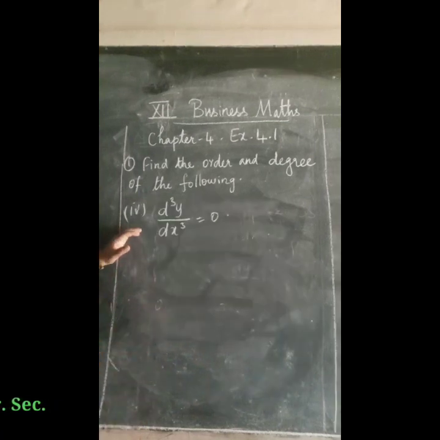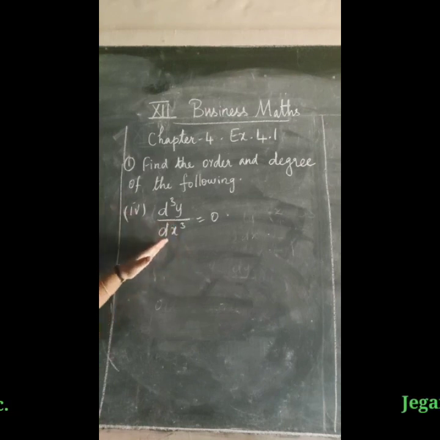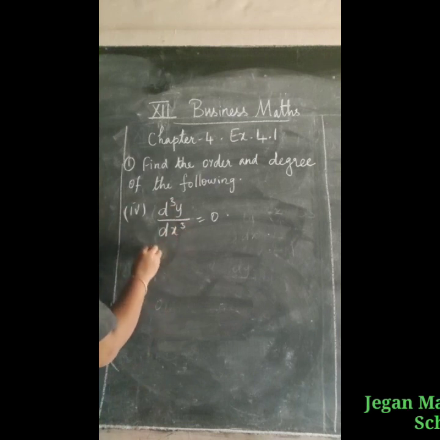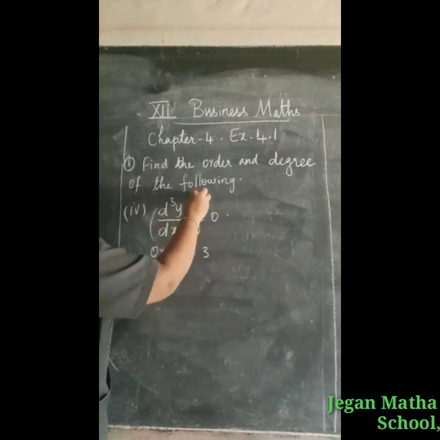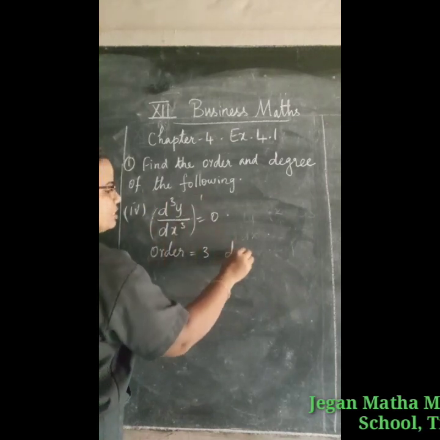In this question, fourth question, d cube y by dx cube. So, only one term is there. The highest order derivative is third order derivative. So, order is equal to 3. And what is the power of the highest derivative? 1. So, degree is equal to 1.